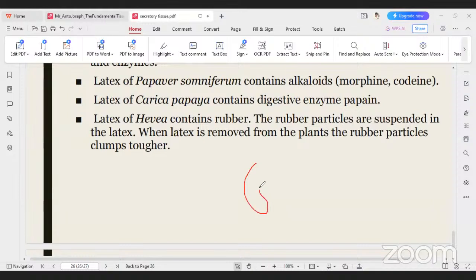Guard cells are present, sir. Right, guard cells, and guard cells are surrounded by subsidiary cells. So this is called the stomatal complex. What is given here are the stomatal complex types and the distribution of stomata: amphistomatic, hypostomatic, epistomatic. What is amphistomatic?